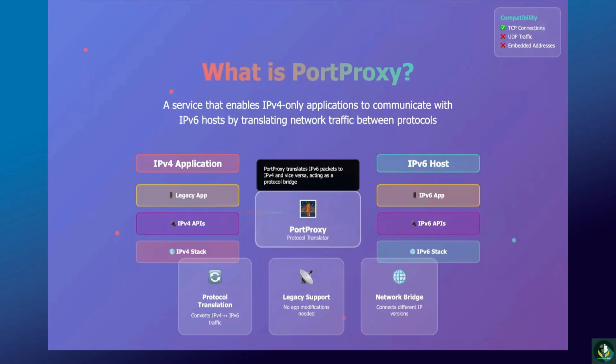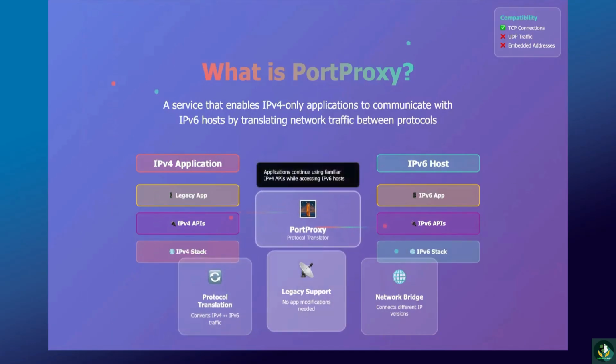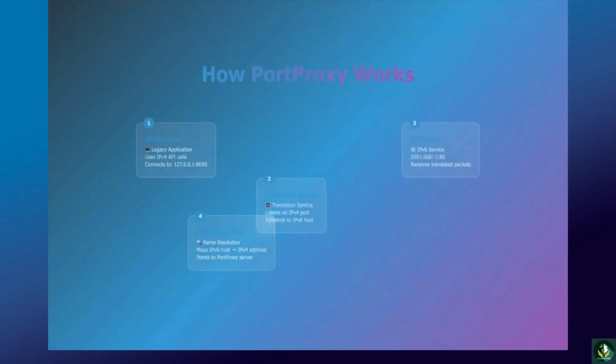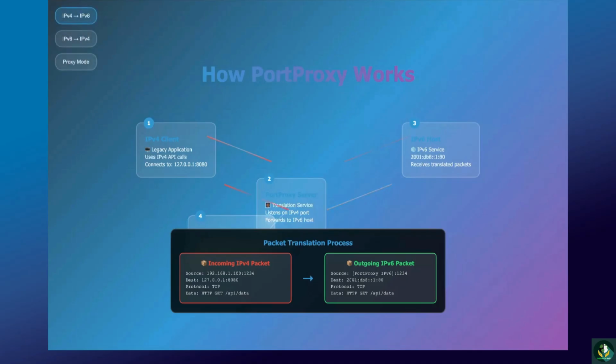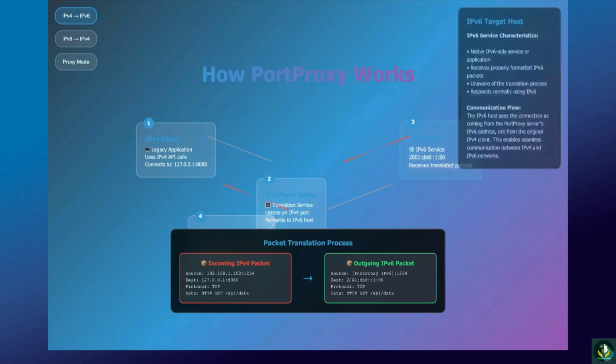In this lesson, we'll explore how port proxy works, its limitations, and how to configure it. So let's dive in. Now, how does port proxy work? Port proxy operates by translating network traffic between IPv4 and IPv6. And here we've got two parts. Translation process. Here, incoming IPv6 packets for an application are translated into IPv4 and passed to the application. Similarly, outgoing IPv4 packets from the application can be translated into IPv6.